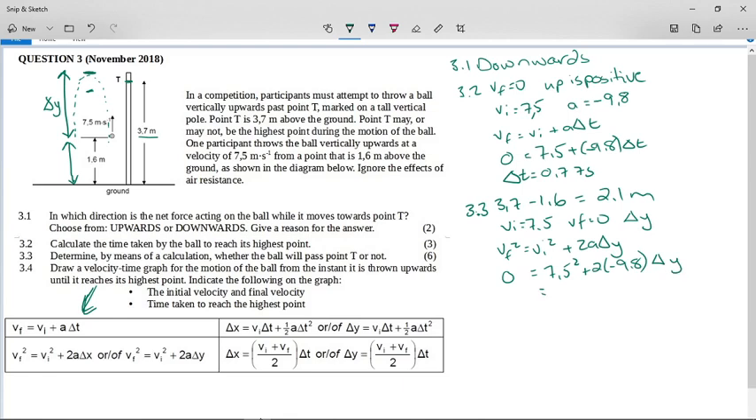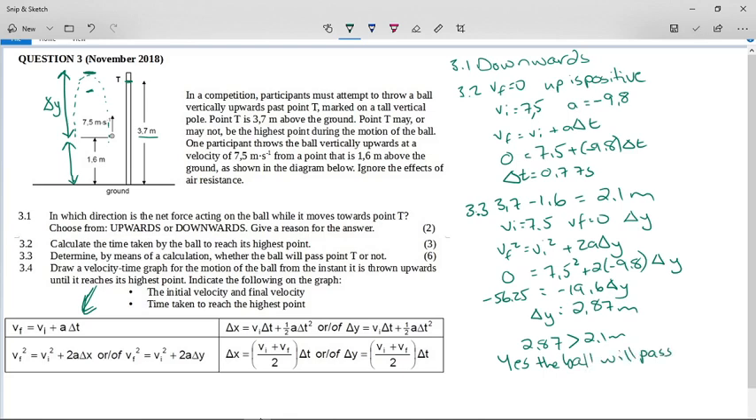So if you put this into the equation and you do some maths, you get 56.25 is equal to negative 19.6 delta y, and then if you work that out, you get a delta y of 2.869 something. So it's 2.87 meters. So 2.87 meters is bigger than the 2.1 meters that the ball needed to travel. So answer the question, yes, the ball will pass point T. Okay, so that was actually quite easy.